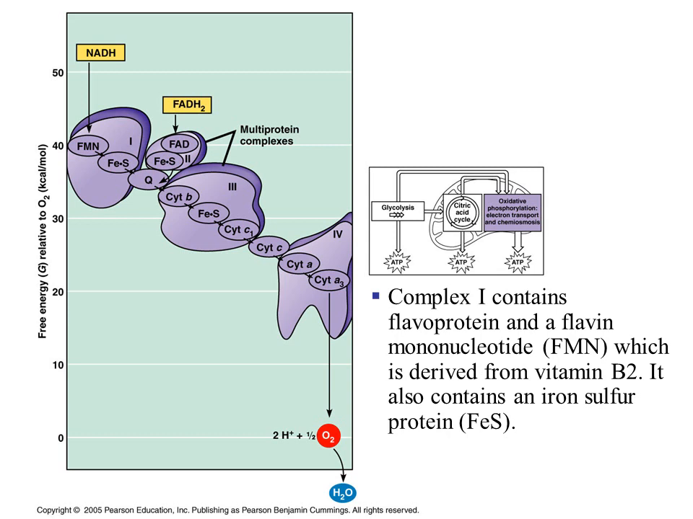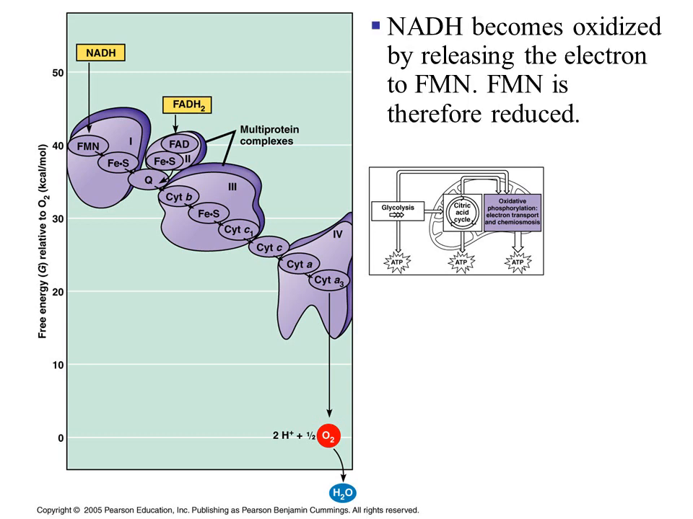NADH is going to give the electrons to FMN of complex 1, whereas FADH2 will give its electron to FAD of complex 2. So NADH becomes oxidized by releasing the electrons to FMN. FMN therefore becomes reduced.